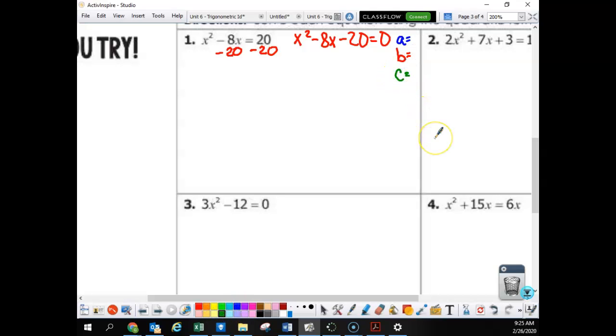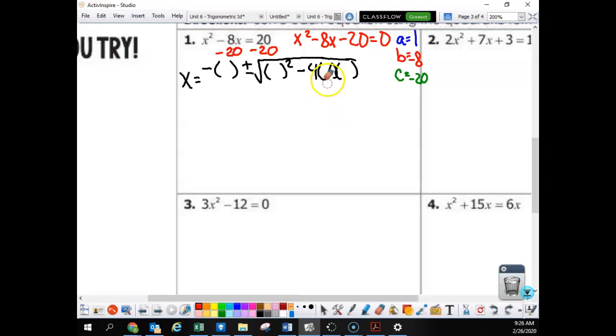So what is my A value? 1. What is my B value? So negative 8. And the C? Negative 20. Everybody's good on that part, right? Okay. So then the quadratic formula is x equals the opposite of b, but instead of b, I'm going to write two parentheses. Plus or minus the square root of b squared, but instead of b squared, I'm going to write parentheses squared, minus 4, and then a times c, but instead of a and c, I'm going to put two sets of parentheses. Okay? Does everybody understand the parentheses thing now? Yeah? Okay. And then that's going to be all over 2a.